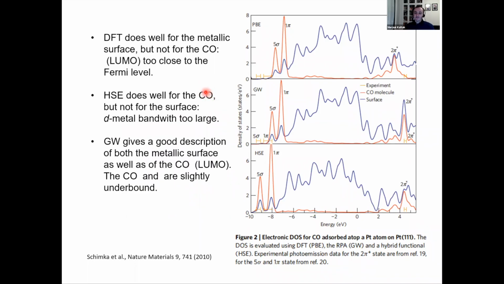DFT does well for the metallic surface, but not for the CO molecule. You see that the LUMO, the lowest unoccupied molecular orbital, is too close to the Fermi energy, which is here 0. And the experimental value would be somewhere here. Now, if you consider the hybrid functional here, it does well for the CO, but not for the surface. That is, the d metal bandwidth is too large. And GW in contrast gives a good description.